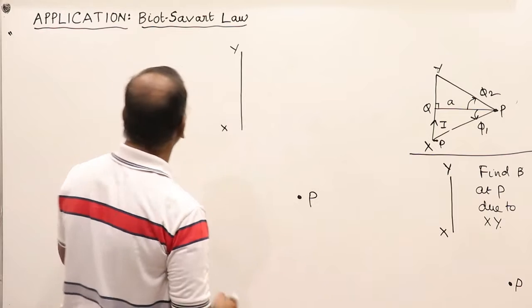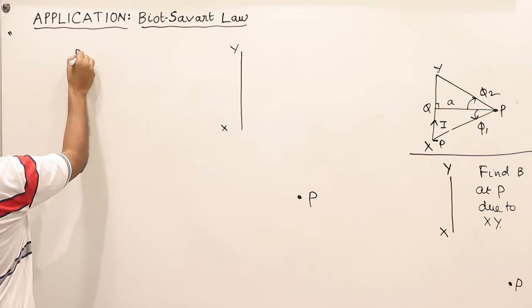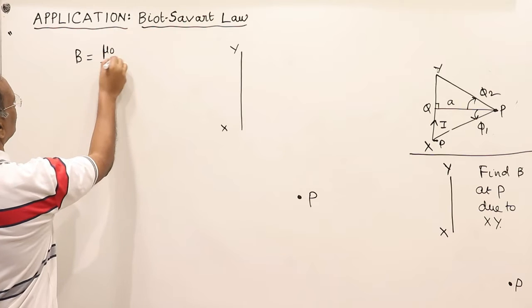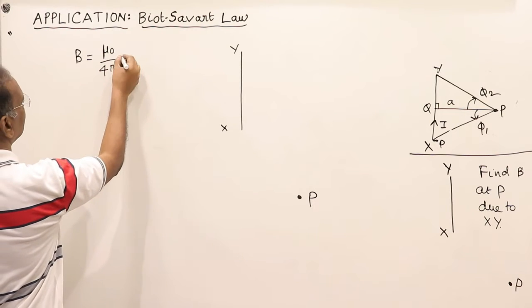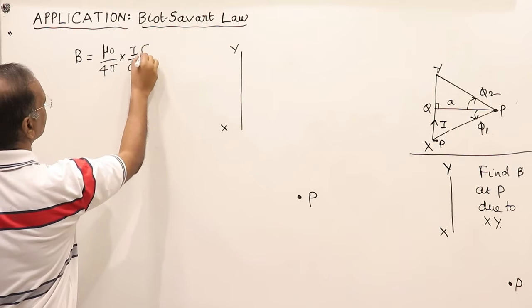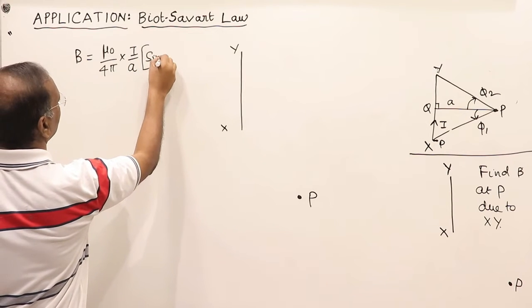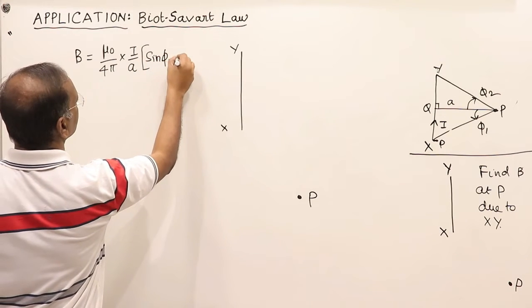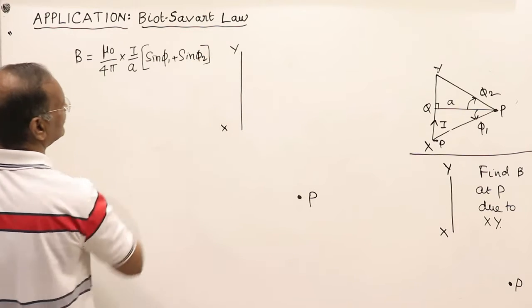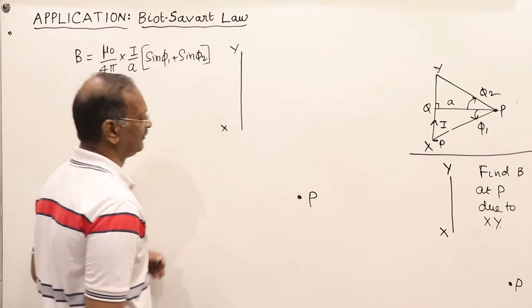Now what is the equation? Magnetic field due to a long wire is equal to mu naught by 4 pi into current divided by perpendicular distance into sine phi 1 plus sine phi 2. This is the formula. Now we have to find out phi 1.